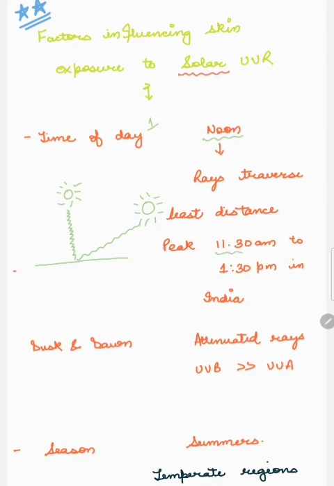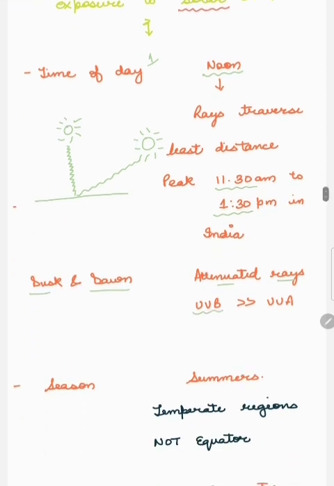So the peak will be at around 11:30 a.m. to 1:30 p.m. in India. At dusk and dawn, there will be attenuation of the rays. There will be scattering of the light because the light will have to travel a longer distance, okay? So attenuated rays, and UVB will be more attenuated than UVA.